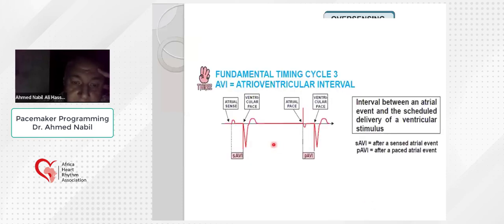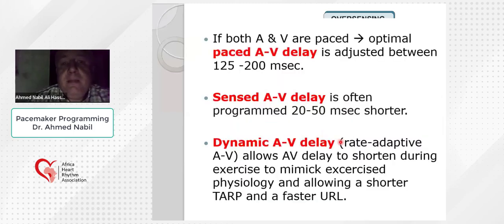So the AV delay is either following an atrial sensed event, and it is called a sensed AV delay, or an atrial paced event, so it is called paced AV delay. So we have a sensed AV delay or a paced AV delay, but in both cases, they are the interval between the atrium and the ventricle, and it is the physiological PR interval. Usually the paced AV delay is adjusted between 120 to 200 milliseconds, which is the normal value of the PR interval.